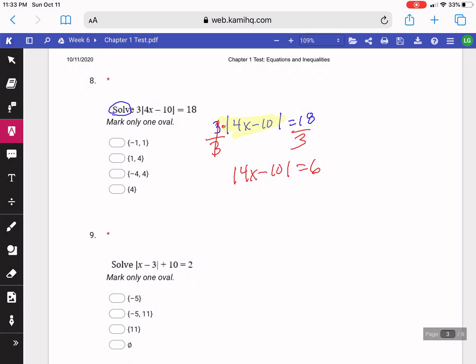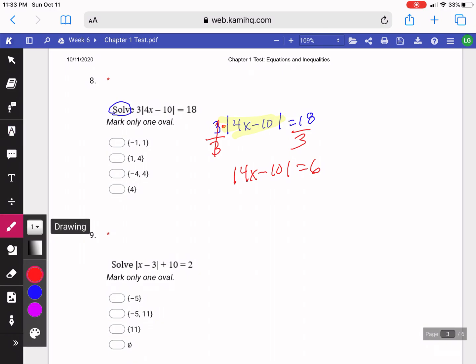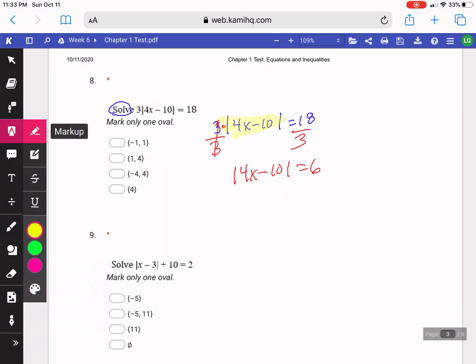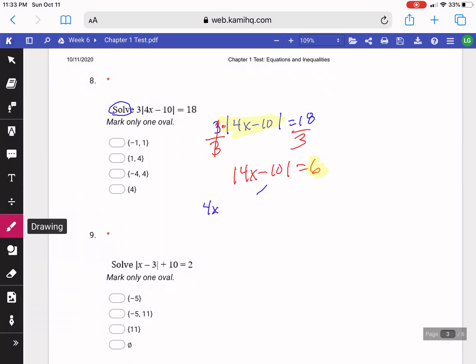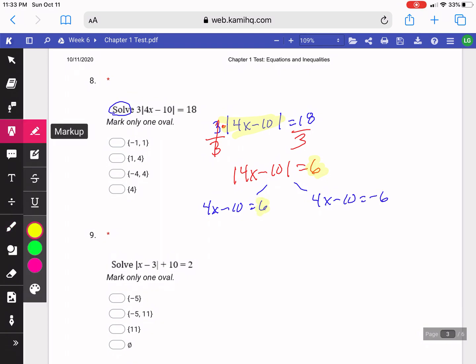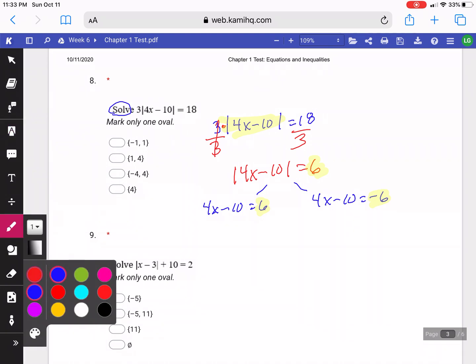Now that the absolute value is by itself, you check if it's positive or negative. So here, since it's equal to a positive number, that means we will have solutions. Some of you just solved and got one solution. You forgot to separate this into 2 problems. 4x minus 10 equals 6, and 4x minus 10 equals -6. So if you didn't do that, that's probably why you got it wrong. You only put one solution.